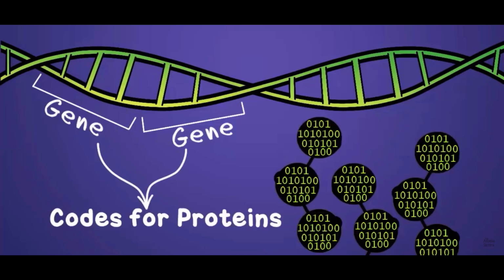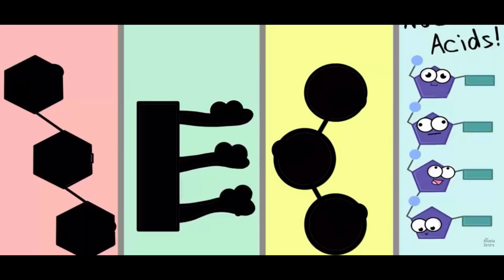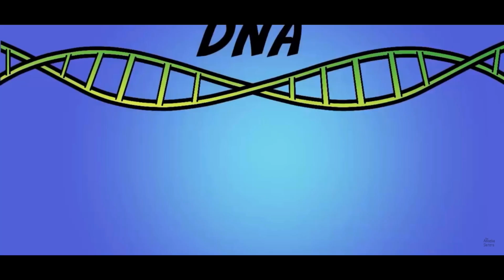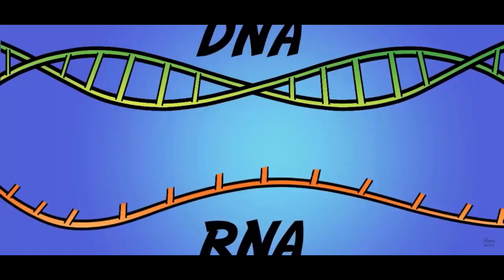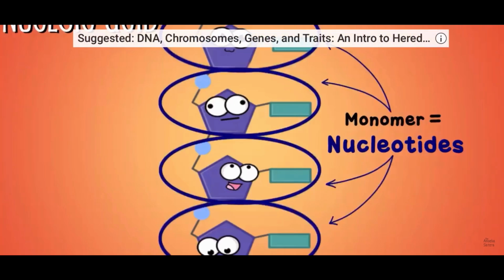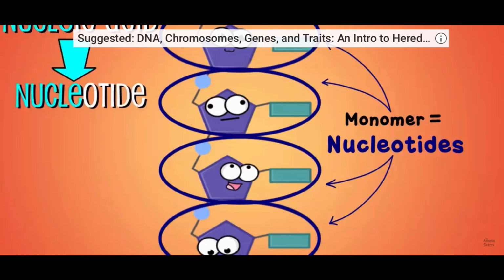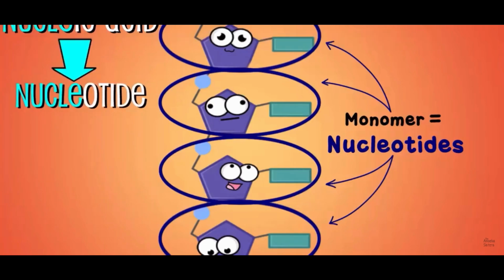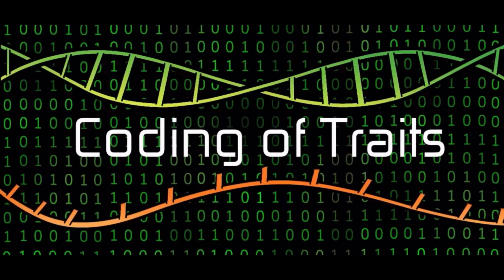The last biomolecule is known as a nucleic acid. Nucleic acids include DNA and RNA, which we'll get to when we get to genetics. They have a monomer called a nucleotide. That's going to be an easy one for you to remember because nucleotide sounds a lot like nucleic acid. And if considering DNA and RNA, both of these are involved in genetic information for the coding of your traits.